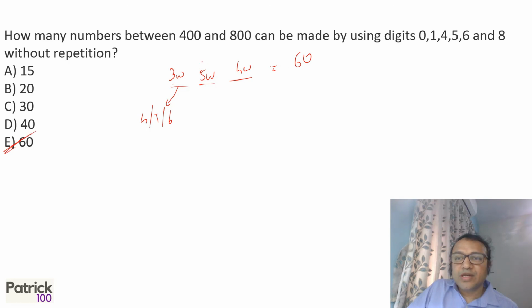E option. First digit 3 ways, then one digit is gone. From the remaining 5, any can be the second digit. The third digit can be 4 ways. Total 60 ways. That will be the answer.